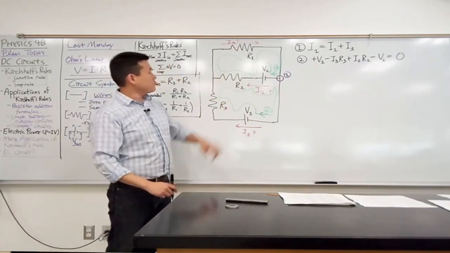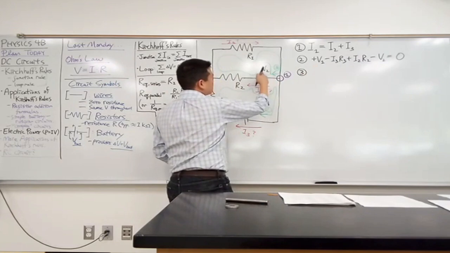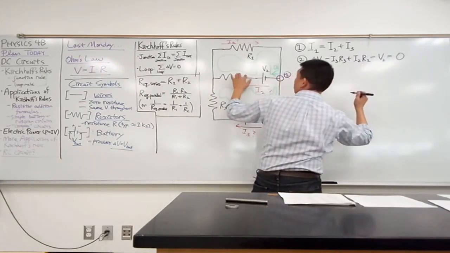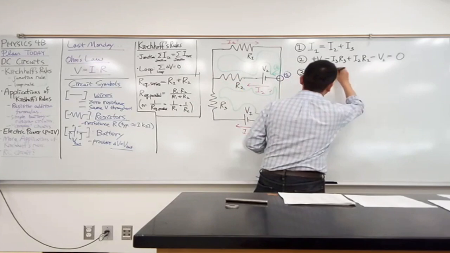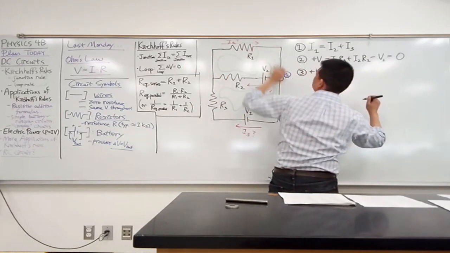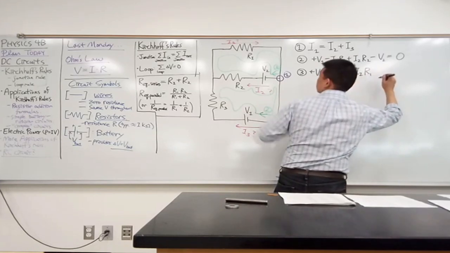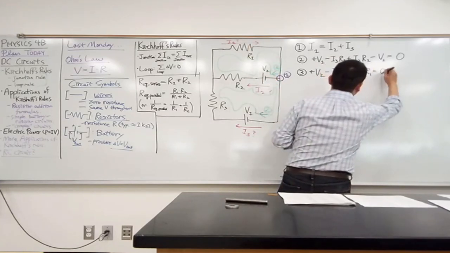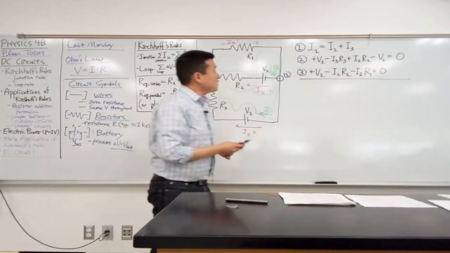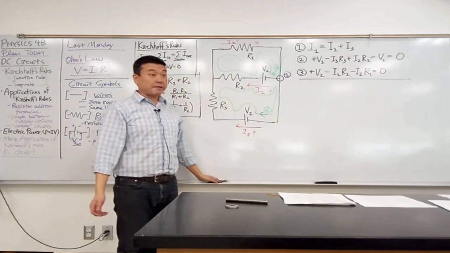All right, let me finish loop 3. I'll go through this more quickly. So it'll be across the battery plus V2, from negative to positive. Across the resistor with the current, so minus I2 R2. Across the resistor with the current again, minus I1 R1. Come back to the same point, is equal to 0. All right, these are my 3 equations, 3 unknowns. I should be able to solve it, right?